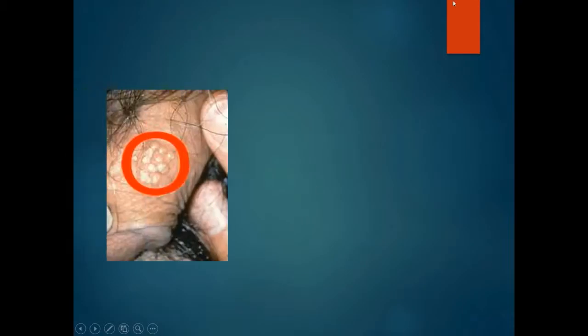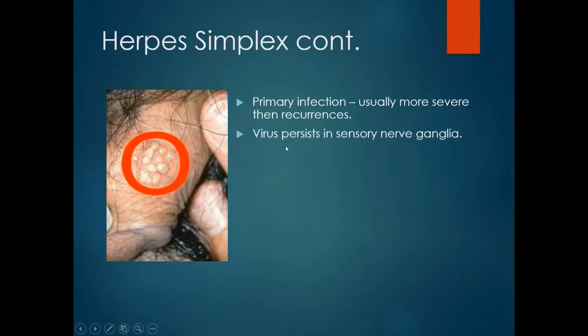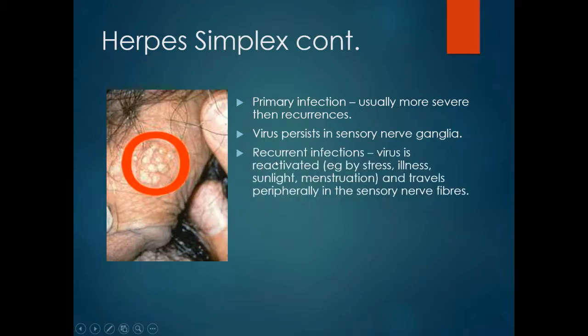Herpes also, besides affecting lips, can affect the genitalia, and the primary infection of herpes simplex is usually more severe than the recurrences. The virus persists in the sensory nerve ganglia, and recurrent infections or reactivations of the virus causing these outbreaks can be as a result of stress, illness, sunlight, menstruation, and from the dorsal nerve root ganglia, they travel peripherally in the sensory nerve fibres.